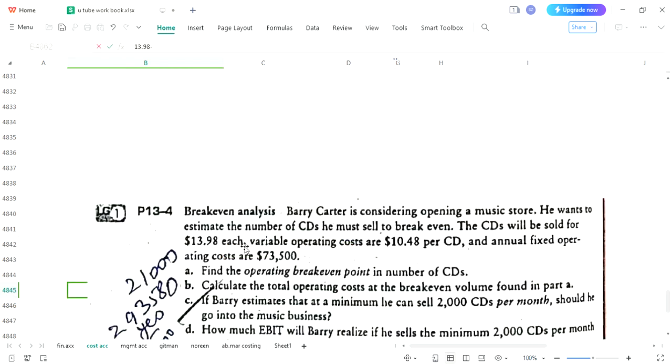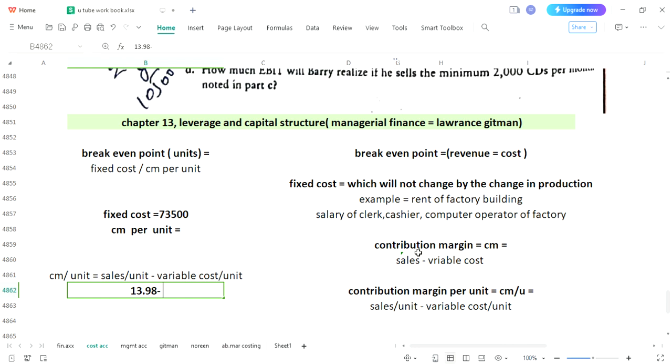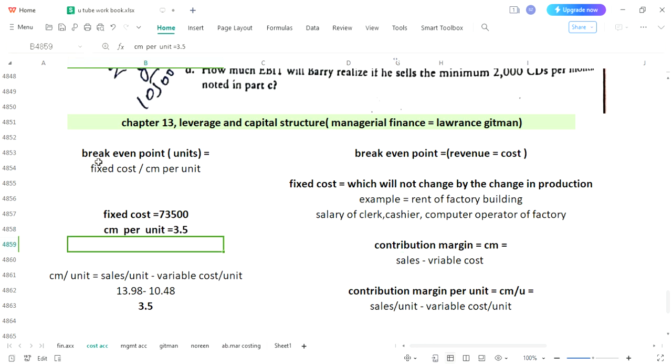Go back to the question. Variable operating cost is 10.48. So you can write 10.48 over here. Our statement has been completed. Now you can put it on your calculator. So you have got your CM per unit. This was required, and you can put it over here, 3.5. Can you see two requirements, two inputs were needed? Fixed cost we have seen from the question and mentioned over here, 73,500, and CM per unit we have calculated, 3.5.